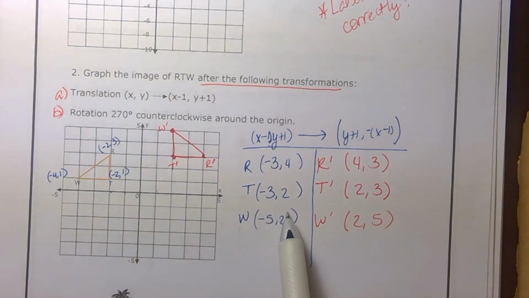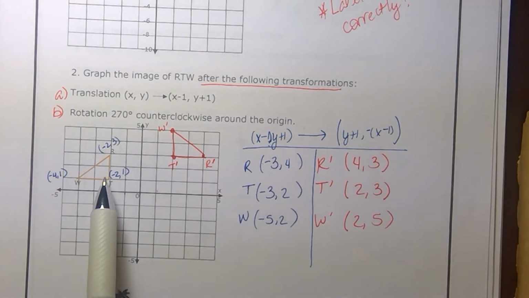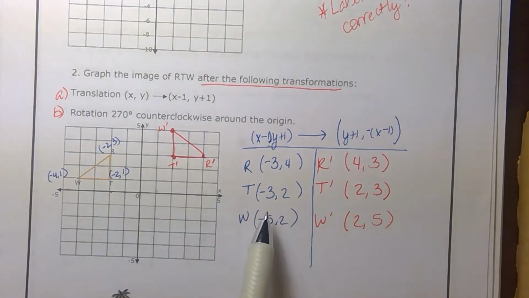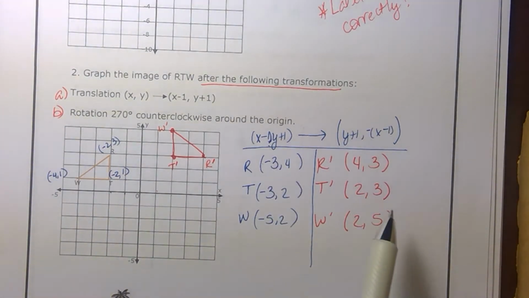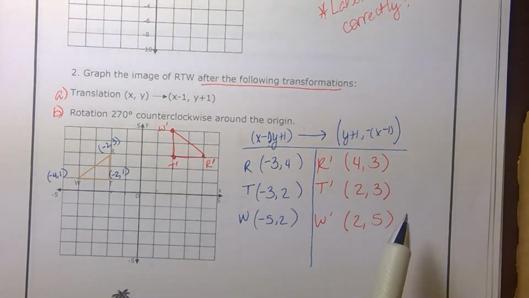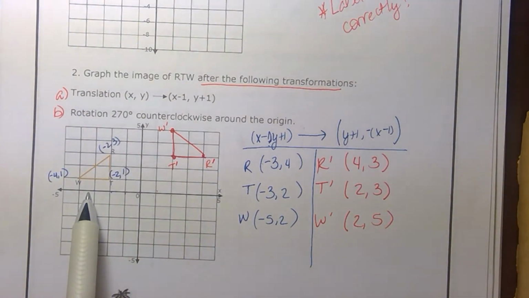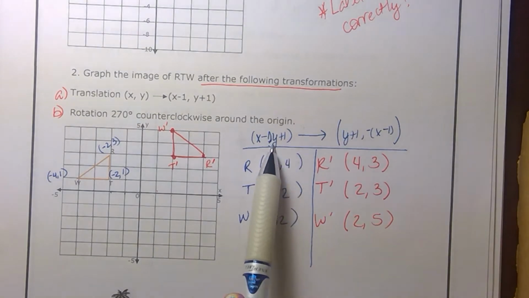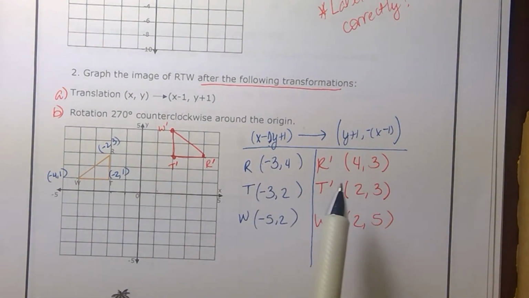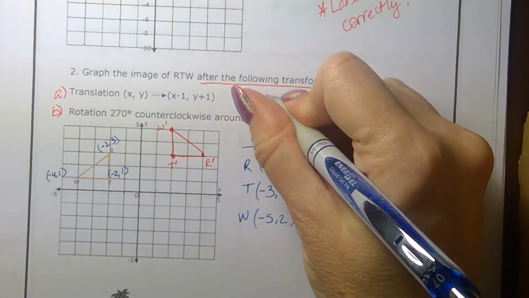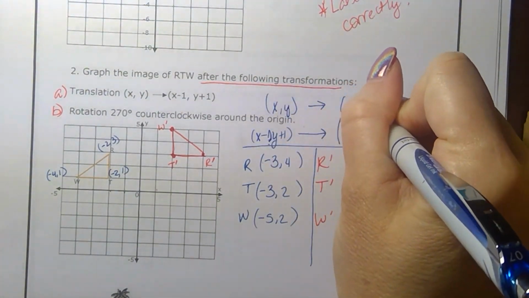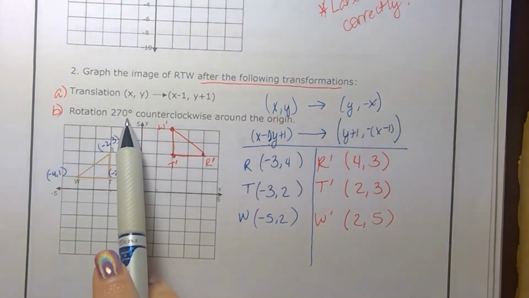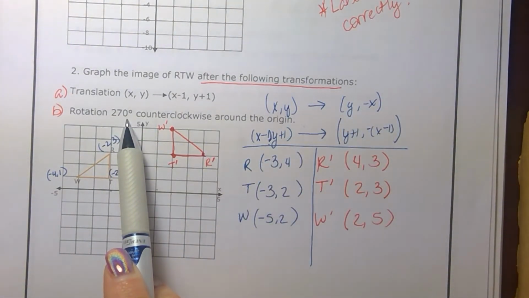Now, I'm not graphing this triangle. I'm not graphing the triangle that is left 1, up 1. I'm just using those coordinates to rotate. So again, I started with my given pre-image. I figured out what the translation of that would be, and I noted it. And then I took those translated points and I rotated them correctly using (x, y) becomes (y, negative x). That's my rule for a 270 rotation.